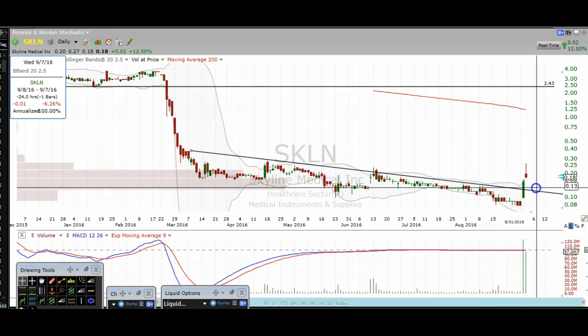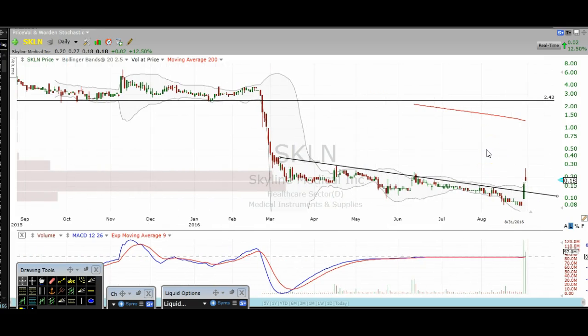Seeing a lot of support at about 13 cents, and then big time resistance up here at about 243. I know this is a big ways away, but that's what I'm seeing on this stock right here.